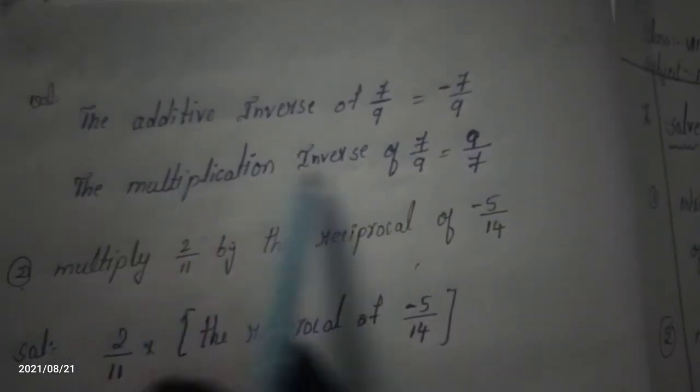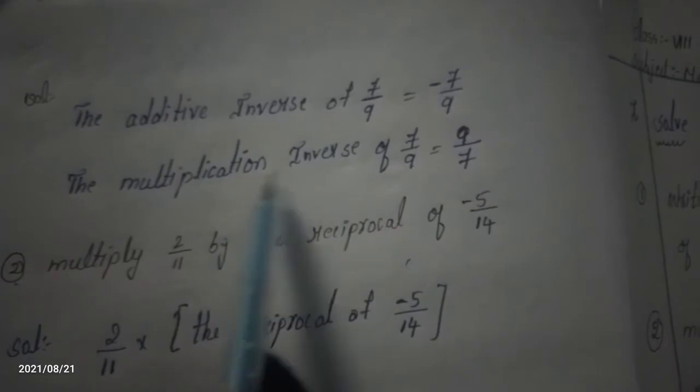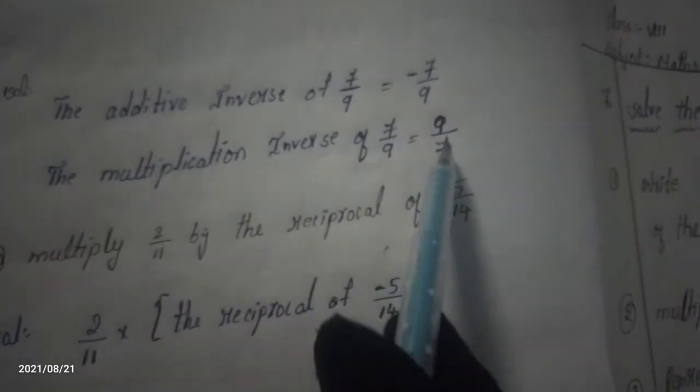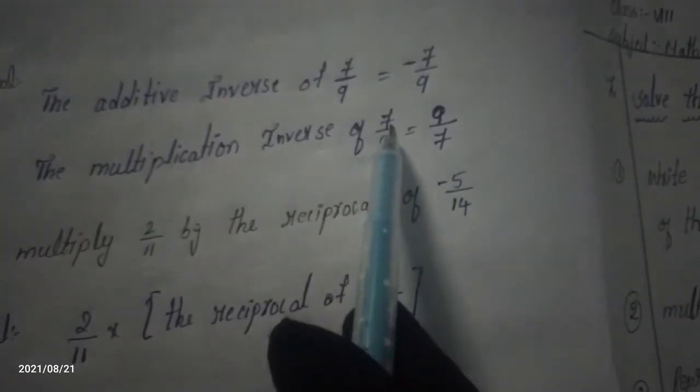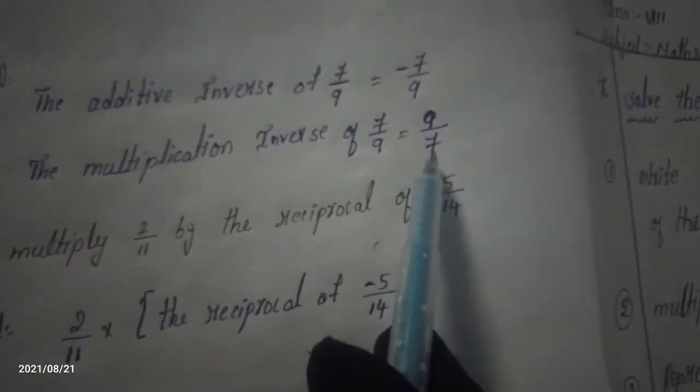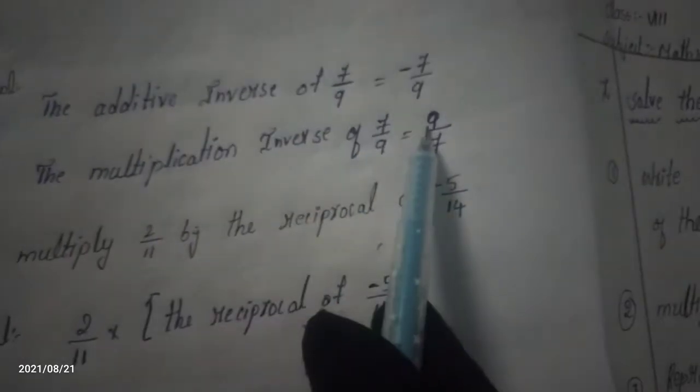Come to the multiplicative inverse of 7 by 9. The multiplicative inverse of 7 by 9 is 9 by 7. Okay, in multiplication you have the reciprocal. You have to write the reciprocal of this number. If you have 7 by 9, you have to write 9 by 7. Okay, no need to change the sign here. Nothing there means plus. I am writing the plus only.